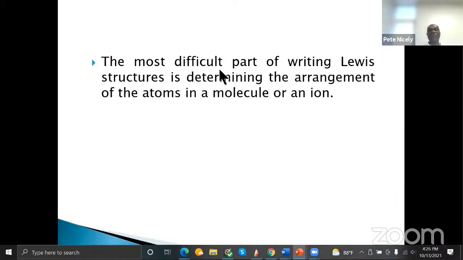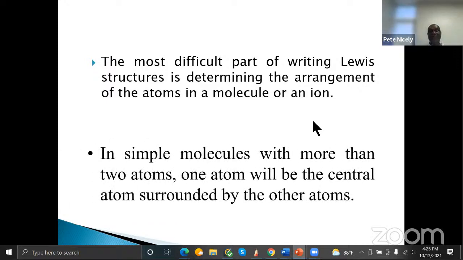Now, I would say that the most difficult part when it comes to writing the Lewis structures is determining the actual arrangement of the atoms in a molecule or an ion. And when we're talking about an ion, we're talking about a polyatomic ion, and we're going to discuss that as well. So for example, when it comes to simple molecules with more than 2 atoms, one atom will be in the center and the other atoms will surround it.